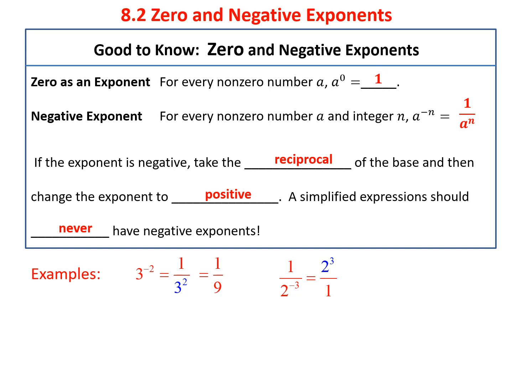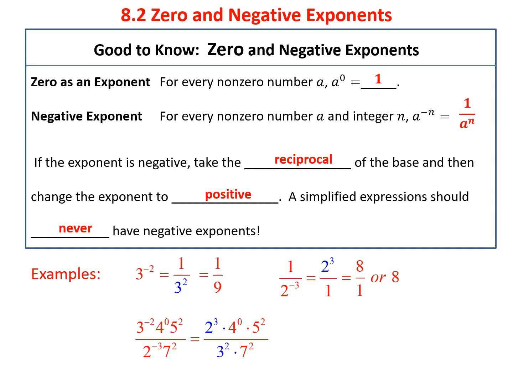So notice sometimes it's easy when you're solving problems to think: if I have a negative exponent in the numerator, I move it down to the denominator and make it positive. Or if it's already in the denominator, I move it up to the numerator and then make it positive. So this becomes 8 over 1.